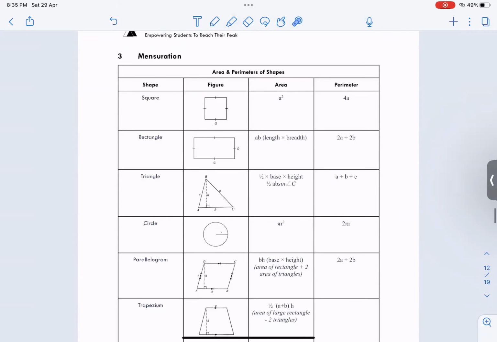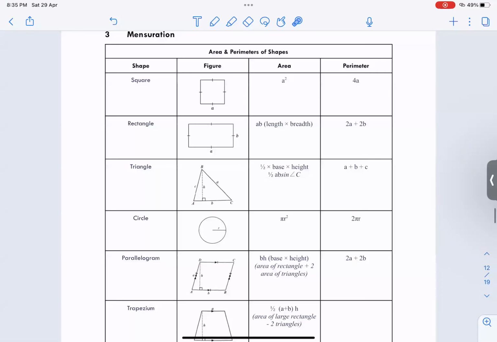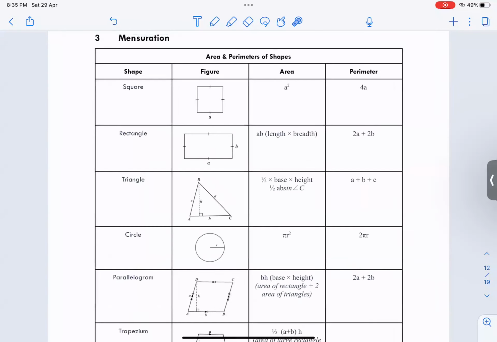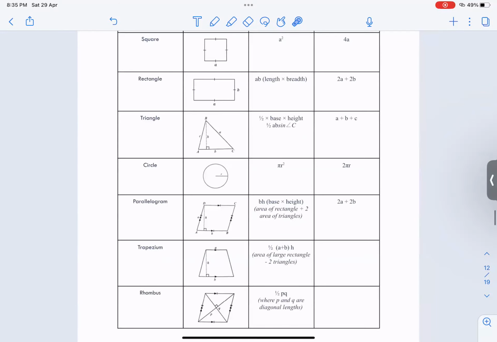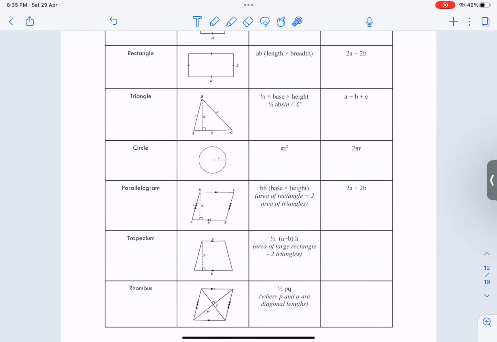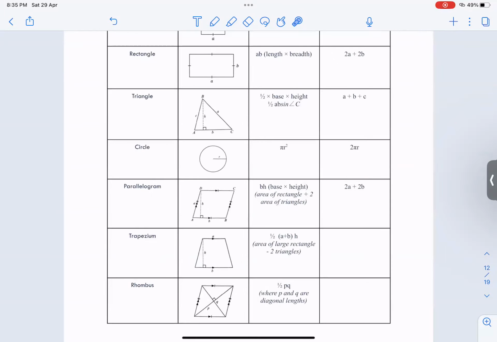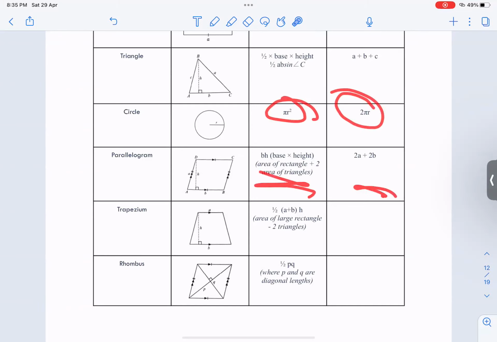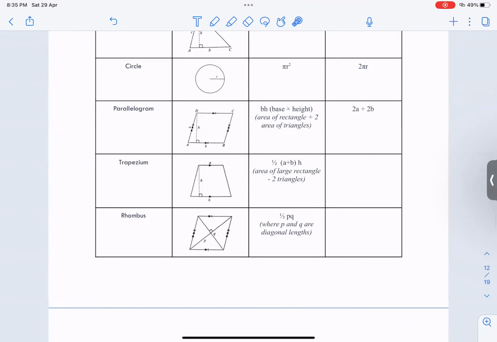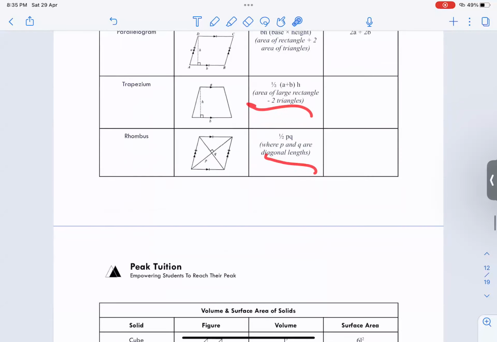The next one, mensuration. This one is actually all formulas. Your very basic ones, the rectangle, square, triangle. This is given in your formula sheet, but just because it's given in your formula sheet doesn't mean you shouldn't remember it. Imagine how many seconds you need to flip through the formula sheet. You might as well just remember it. All these very basic ones, you can look through them.